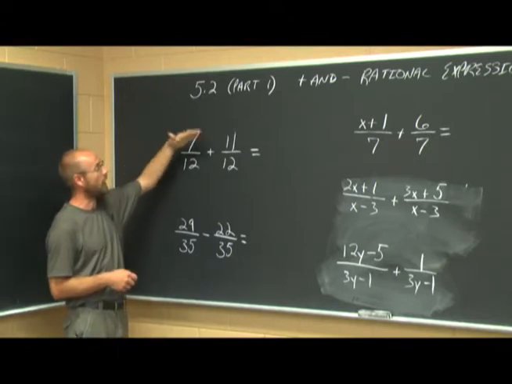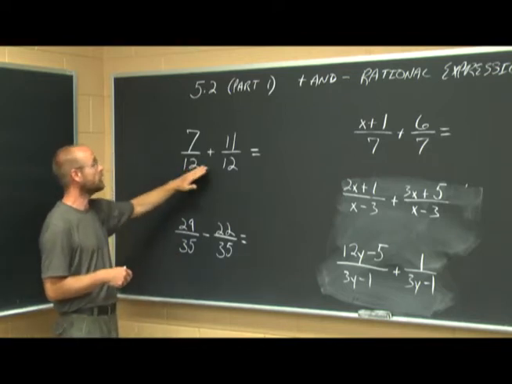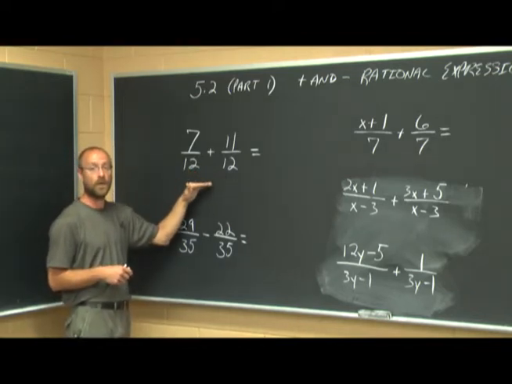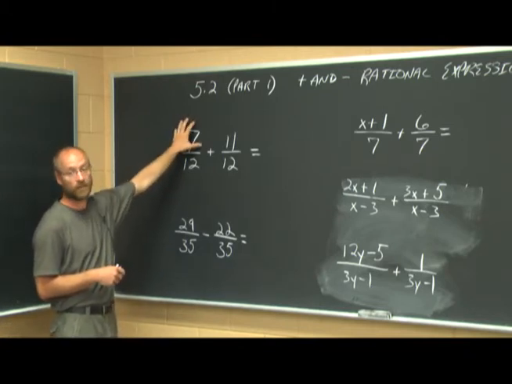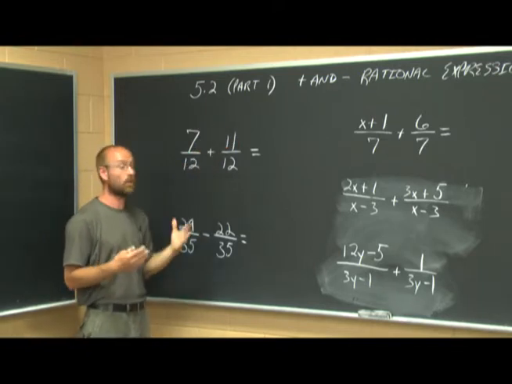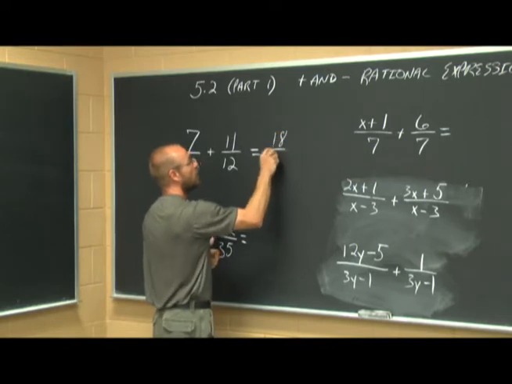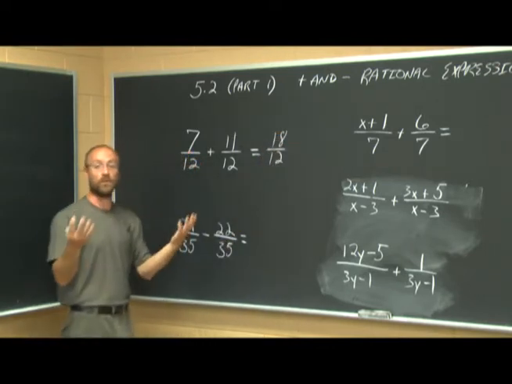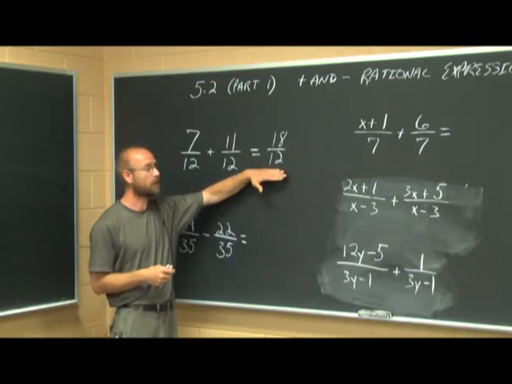When dealing with addition or subtraction of fractions, we have to have a common denominator. If the denominators are the same, we simply need to add the numerators. It's saying we have 7 parts out of 12 and 11 parts out of 12, a total of, if we add them together, 18 parts out of 12. So a little bit more than 1, right? Let's leave it as an improper fraction.